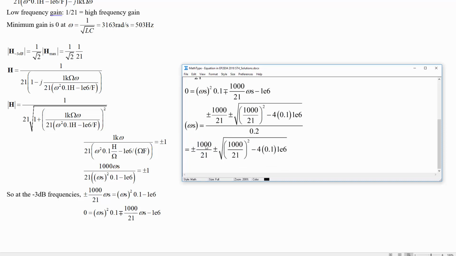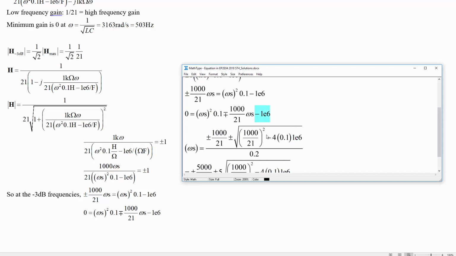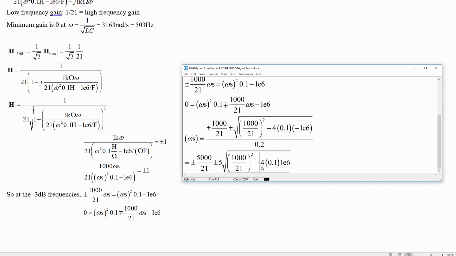So we've got a 5,000 there and a 5 there. And then under the root, we've got a 0.4 e6. Oh, and actually, this term was negative, so really this gives us a minus this times negative that, and that means we've got a plus. Okay, so we could even square this term if we like. So that's going to give us another 1e6, and we're going to be dividing by 21 squared.